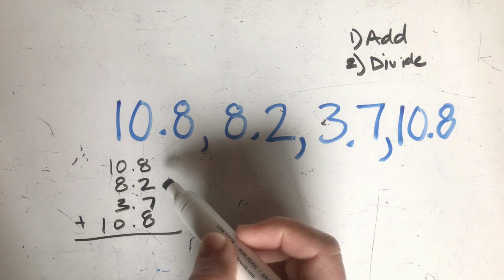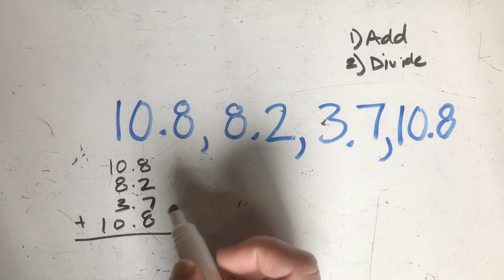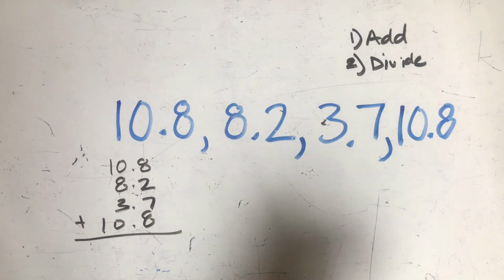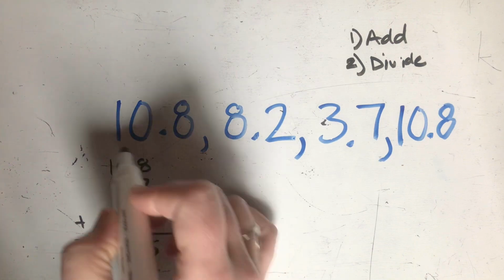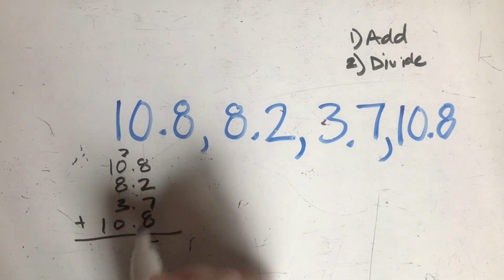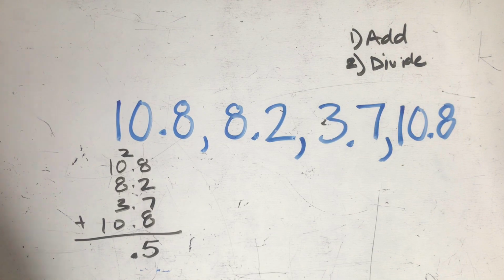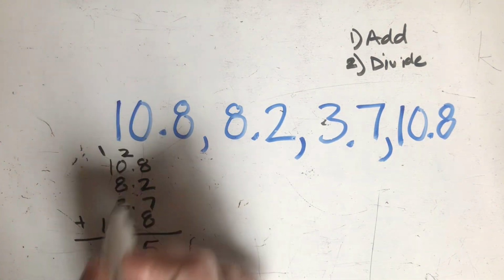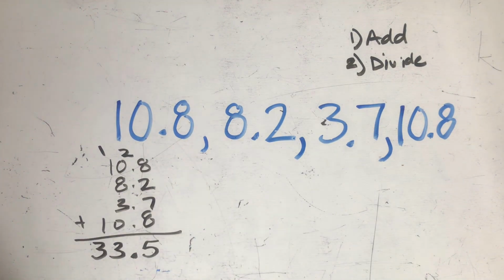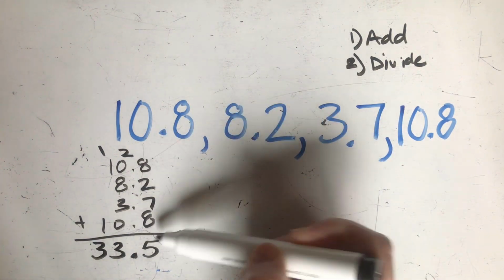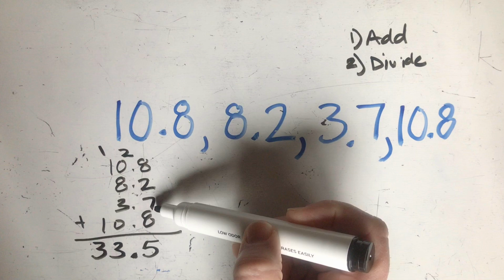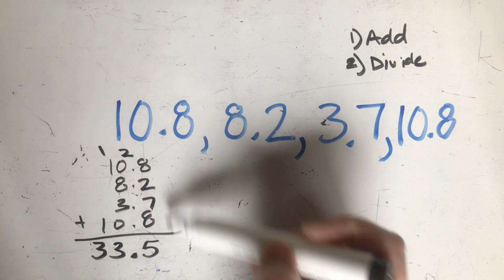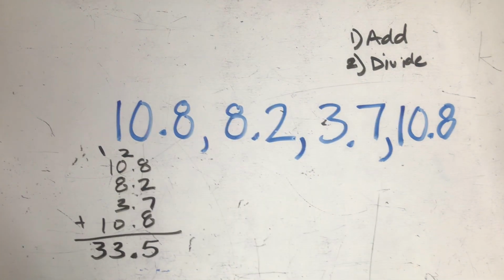8 plus 2 is 10, plus 7 is 17. 17 plus 8 is 25. Carry the 2, line up the dot, don't forget about it. That's a 2. 2 plus 8 is 10, plus 3 is 13. Carry the 1, 1, 2, 3, so I have 33.5. And I'd like to go over here and double check. I'm going to go backwards this time. 8 plus 7 is 15, 15 plus 10 is 25. Good.